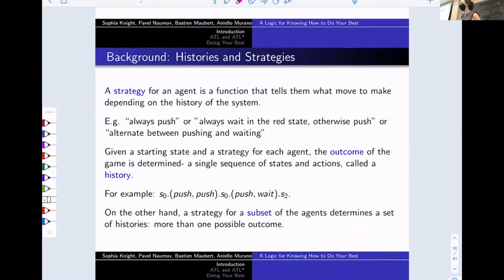But if you only have a strategy for some of your agents, not all of them, that gives you a tree of different things that can happen through your system instead of just a single path through your system. That's called non-determinism.